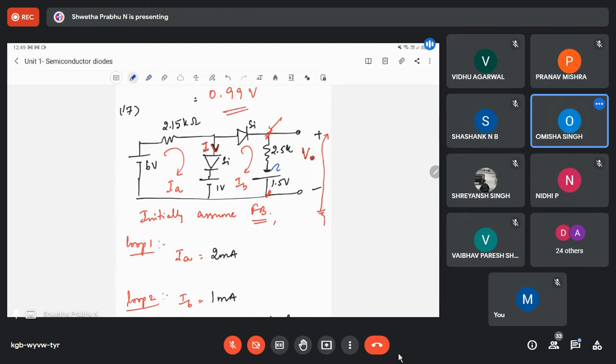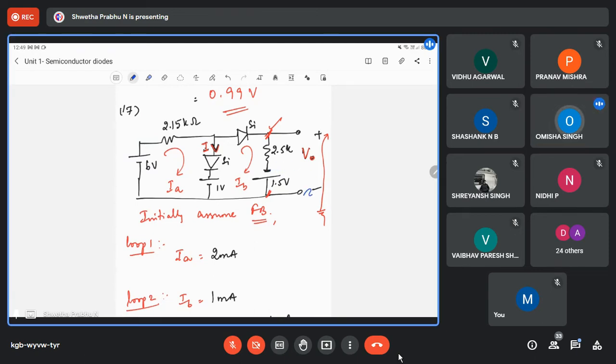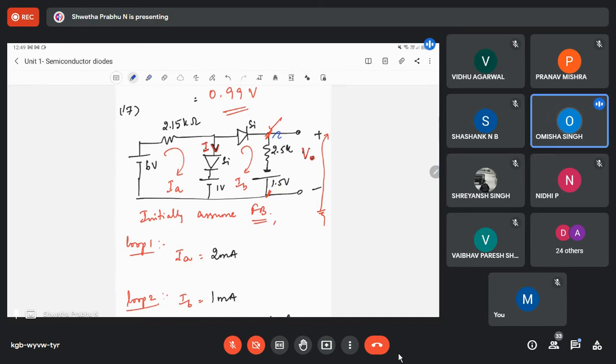Yes, ma'am. What is the drop over here? I am applying KVL from bottom to top. Okay, so what is the drop over here? Minus 1.5. What is the drop over here? Plus 2.5.